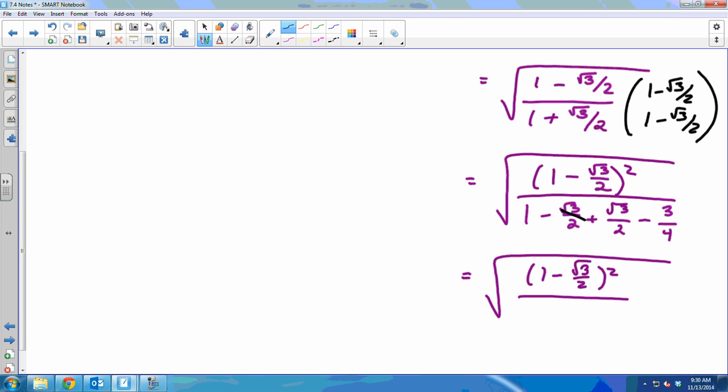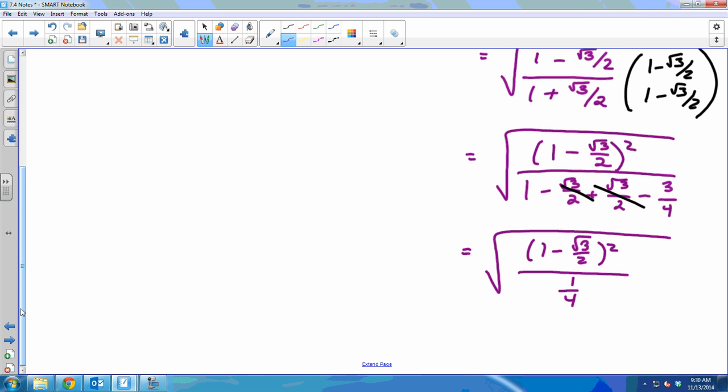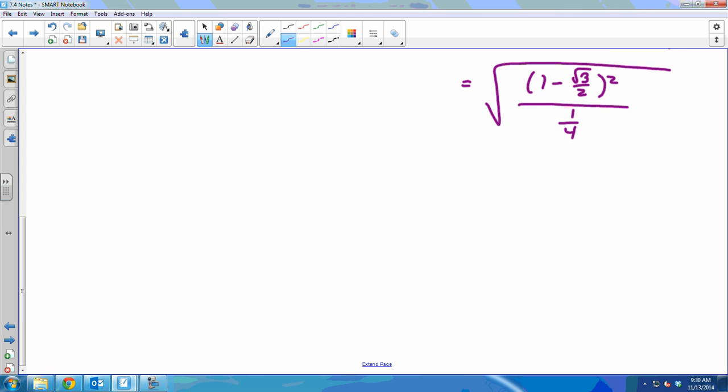So these two terms cancel out. You get 1 minus 3/4, which is a fourth. At this point, they go ahead and take the square root of the numerator and denominator separately. So you have 1 minus the square root of 3 over 2 over 1/2. Right, the square root of 1/4 is 1/2.